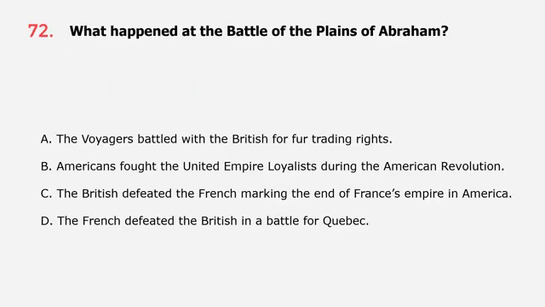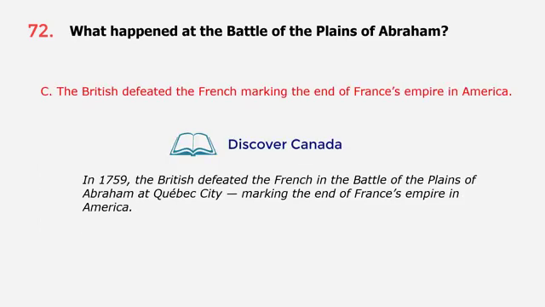Question 72. What happened at the Battle of the Plains of Abraham? A. The voyagers battled with the British for fur trading rights. B. Americans fought the United Empire Loyalists during the American Revolution. C. The British defeated the French, marking the end of France's empire in America. D. The French defeated the British in a battle for Quebec. The answer is C. The British defeated the French, marking the end of France's empire in America.